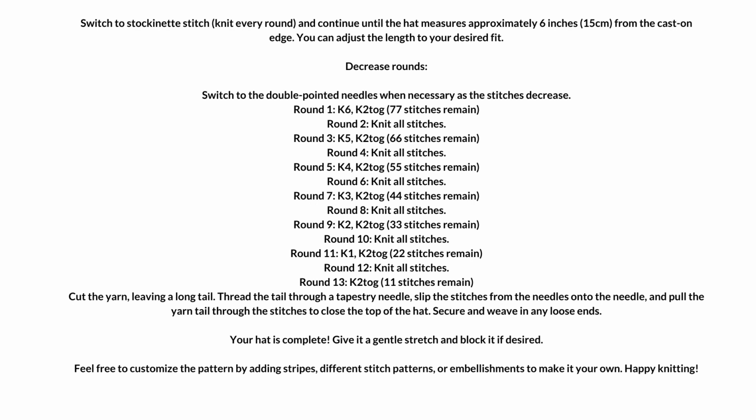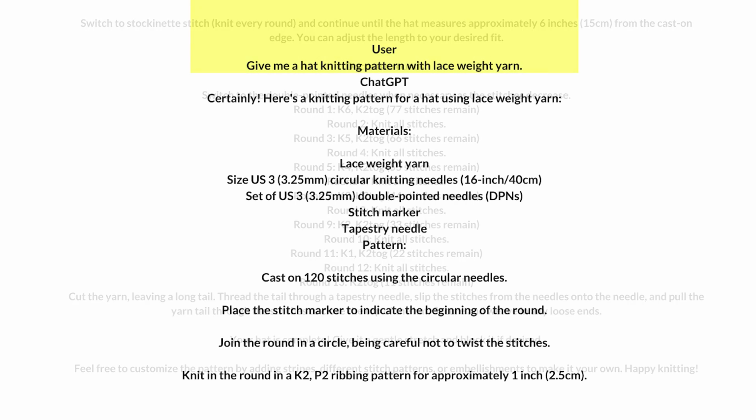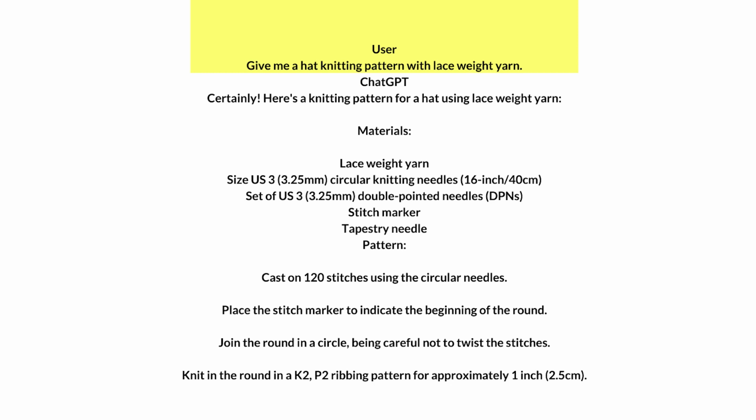So let me try the same question, but asking with lace weight yarn. Please give me a hat knitting pattern with lace weight yarn. Let's see. Here's the lace weight yarn material. You can use 3.25 millimeter circular knitting needle or double point needle. Okay, look at the pattern. It says cast on 120 stitches. So that's good, because for the worsted weight yarn in the last example, we had 88 stitches. So at least they calculated for you. And everything else looks similar.